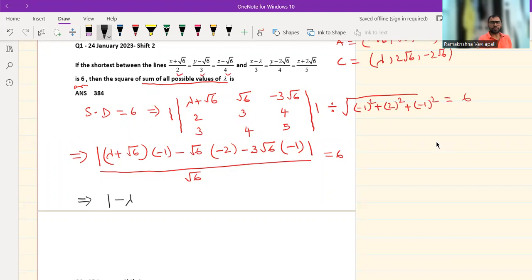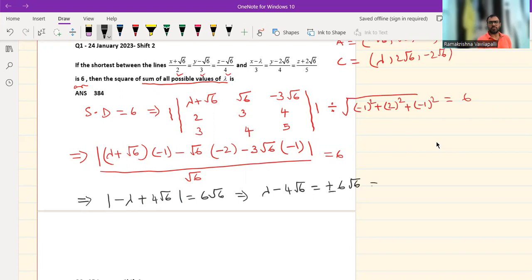This is plus 2 root 6. This is plus 3 root 6. So totally 5 root 6 minus root 6, so plus 4 root 6 equal to, you can write, 6 root 6. This implies open the modulus. You can write this as lambda minus 4 root 6 because modulus of x equal to modulus of minus x. In RHS, you can write plus or minus 6 root 6.